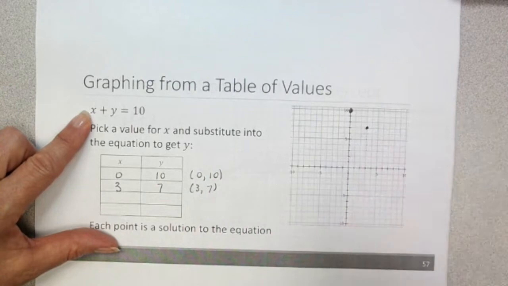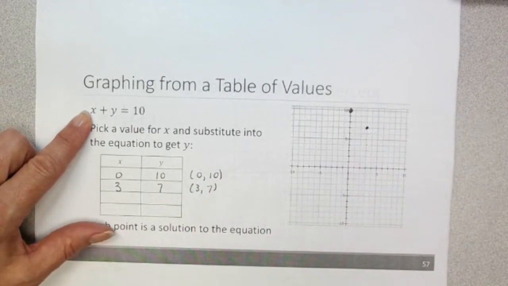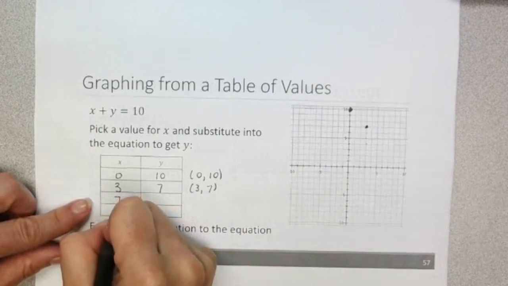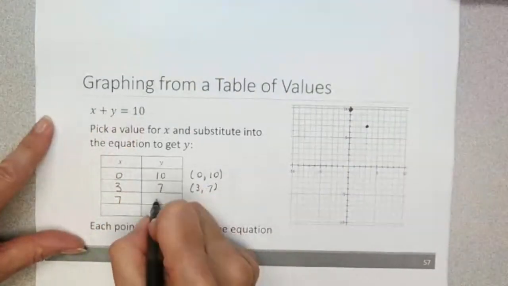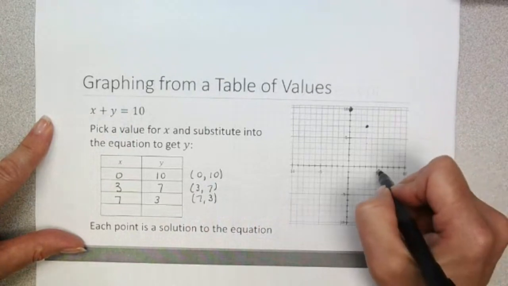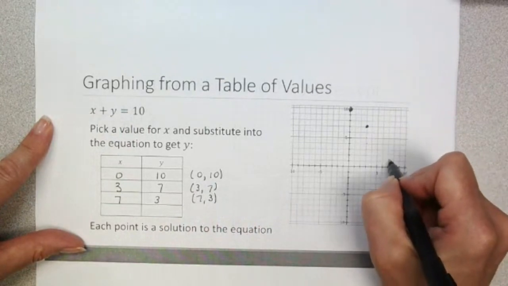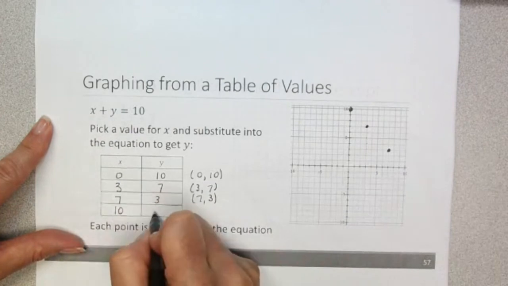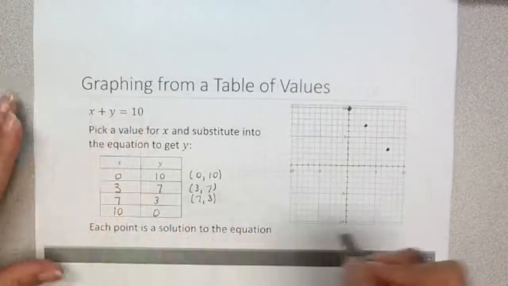Here's the second point. And I really only need 2 points, but maybe I'll find a few more just to make the sketch easier. How about if x is 7? Well, 7 plus 3 is 10, then y would have to be 3. So there's a point I could plot. X is 7, 5, 6, 7. Y is 3. There's a point. How about if x is 10? Well, if x is 10, y has to be 0, right?